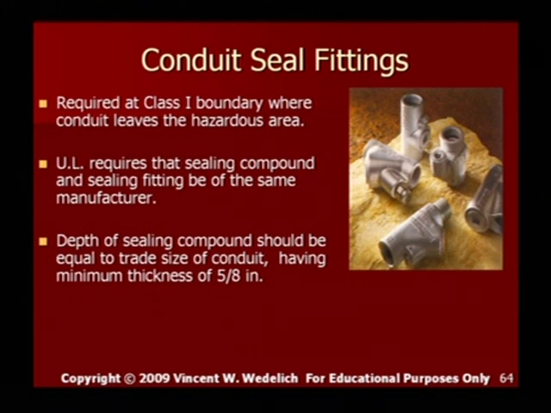UL requires that sealing compound and sealing fittings be of the same manufacturer. So if you buy a seal from Crouse-Hinds, let's say, then you must use Chico. Chico is Crouse-Hinds Industrial Compound. That's what that means. So if you buy something from Appleton, you need to make sure you buy the fill from Appleton. The depth of the sealing compound should be equal to the trade size of the conduit, having a minimum thickness of 5/8 inch. And I'll show you a properly filled seal in a minute.